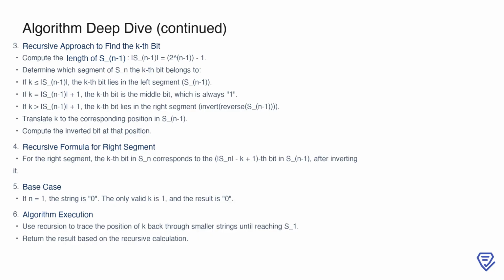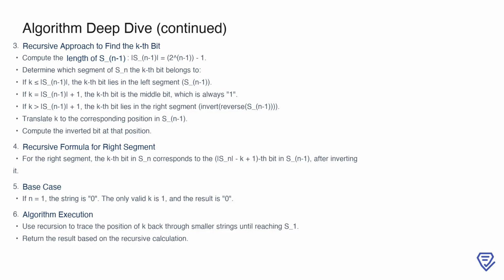If k is less than or equal to the length of s_(n-1), the kth bit is in the left segment, which is simply s_(n-1). If k equals the length of s_(n-1) plus 1, the kth bit is the middle bit, which is always 1. If k is greater than this, the bit lies in the right segment, which corresponds to the inverted reverse of s_(n-1).